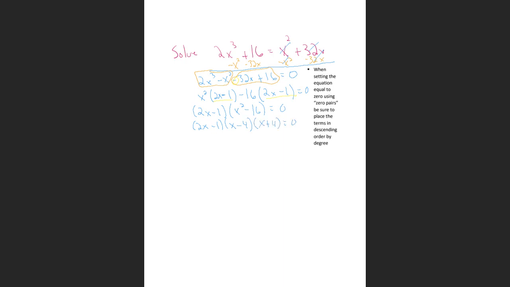this 0. Now we just set each factor equal to 0. So 2x minus 1 is equal to 0, x minus 4 is equal to 0, x plus 4 is equal to 0. So the 1 is going to slide over, 2x equals 1. The 2 is going to go underneath, x equals 1 half. Here we just have 4 as a solution, and here we have a negative 4 as a solution. So again, since it's third degree, we're looking for up to 3 solutions, and we do.